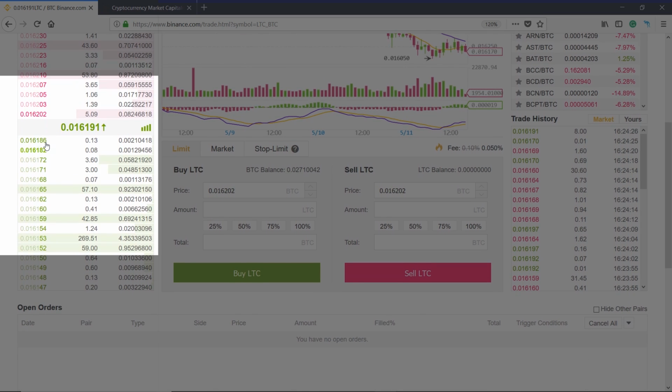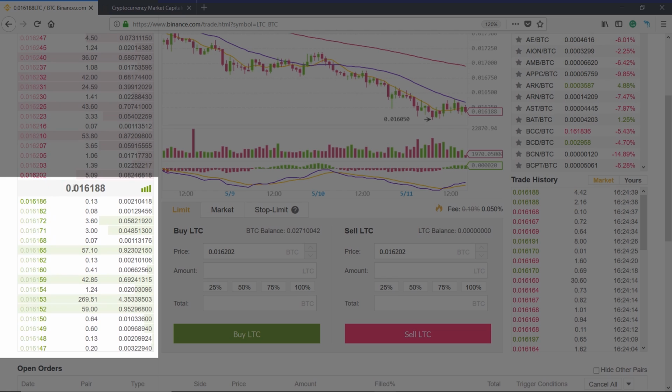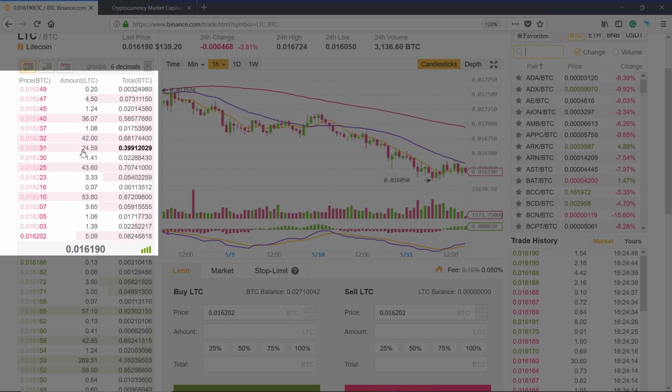Now the one in green, if you take a look here that we're highlighting, green are the buy orders. This represents the price that people are willing to buy Litecoin for. And the price right here in the middle, that is the last traded price for Litecoin. So obviously if you are a buyer of the coin, you want to buy the coin at the lowest possible price. It makes a lot of sense. If you are the seller, you want to get the most for your money.